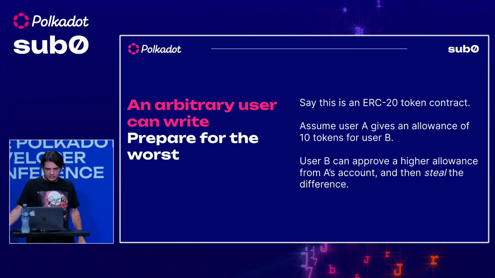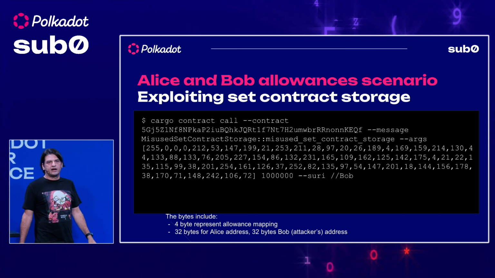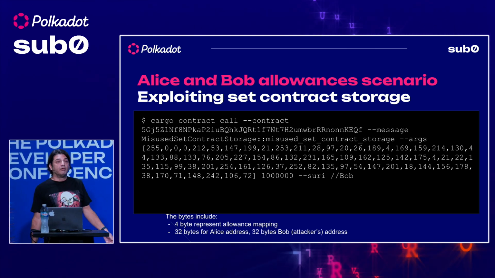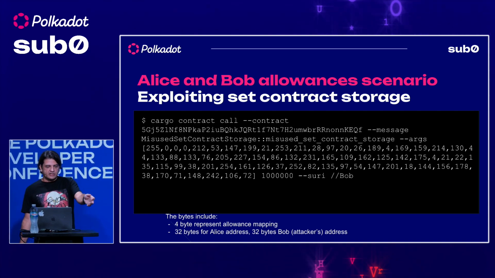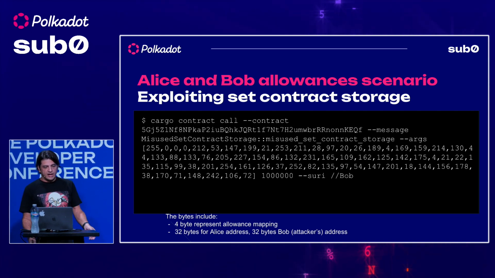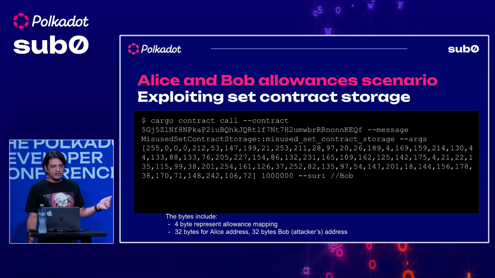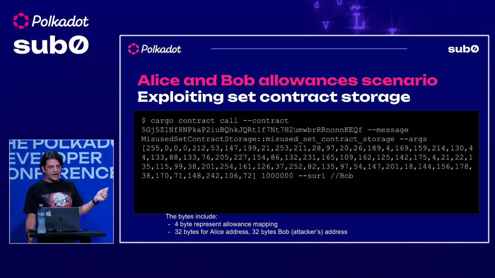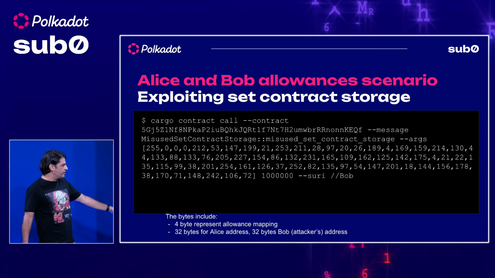This is the way to implement this using cargo. Simply what's going on here is Bob is calling this command. This 5GJ5 is the contract address, and then the message, it's calling the function, and you see the arguments there. It's a byte stream starting with 25500, and there's a small description here of what's going on.